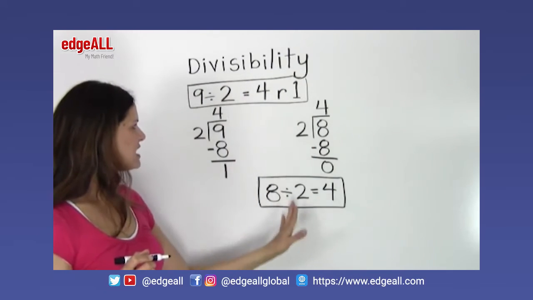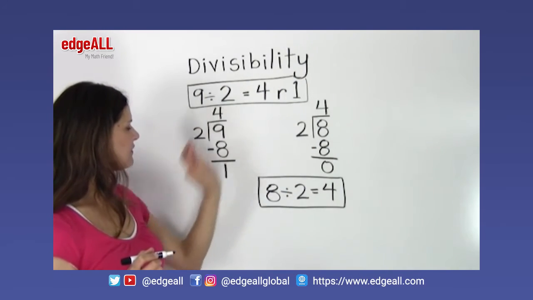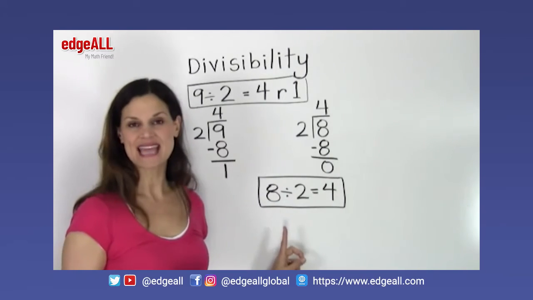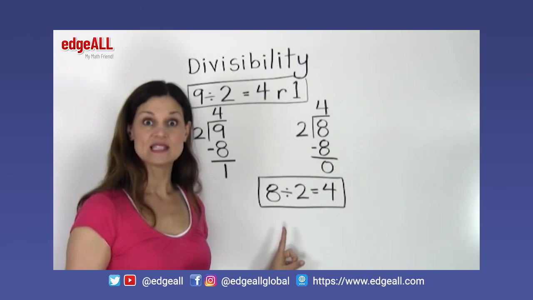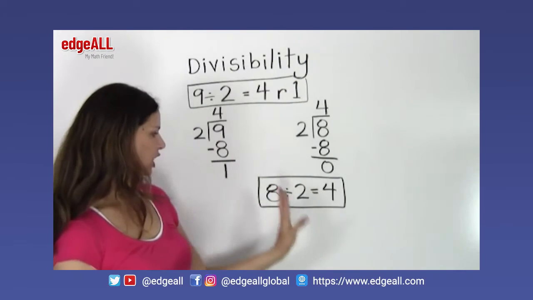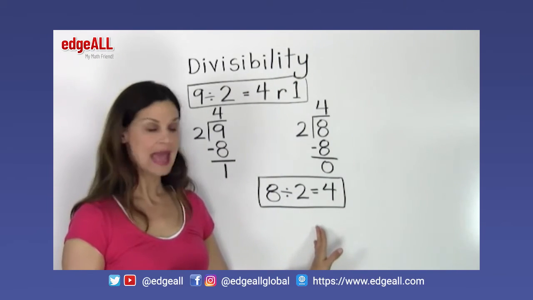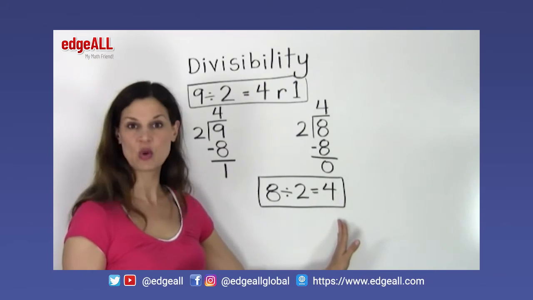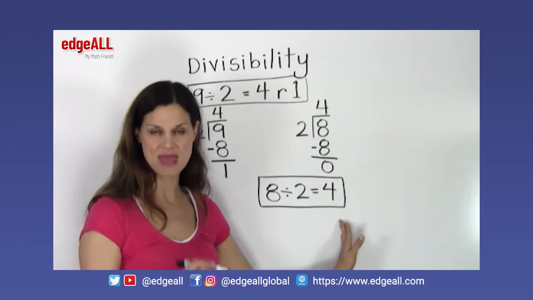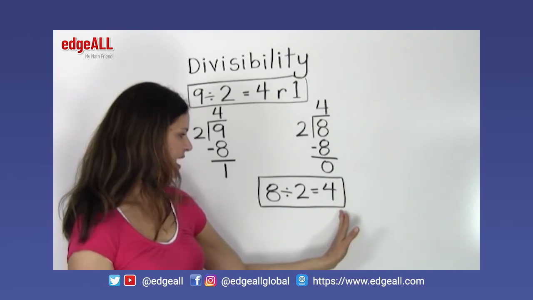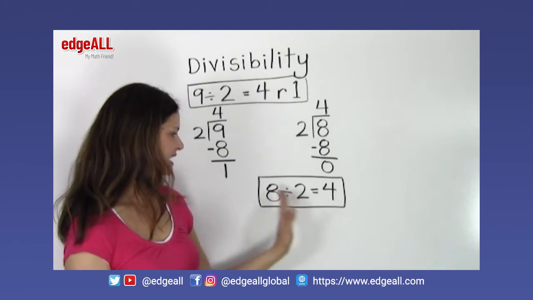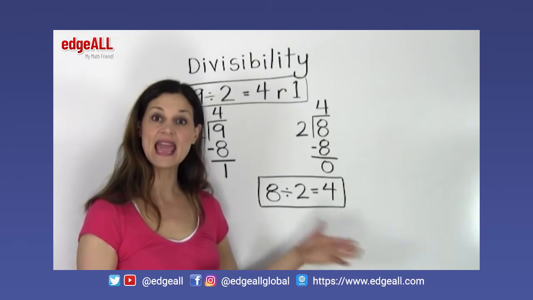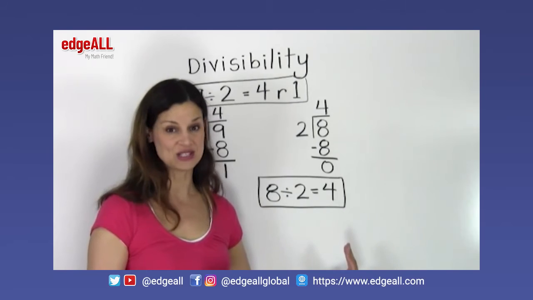So looking at these two examples of 9 divided by 2 and 8 divided by 2, we would say that 8 is fully divisible by 2 because my answer is one whole number quotient with no remainder. So I have no remainder in this. That means that 8 is fully divisible by 2. Or we can simply say 8 is divisible by 2.